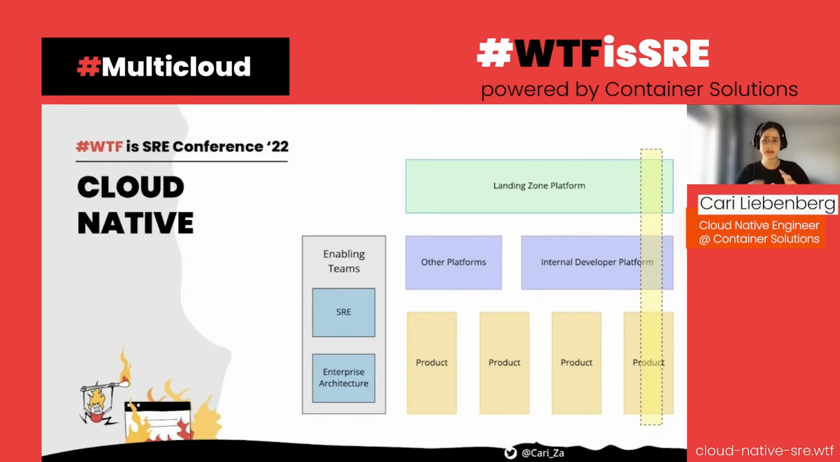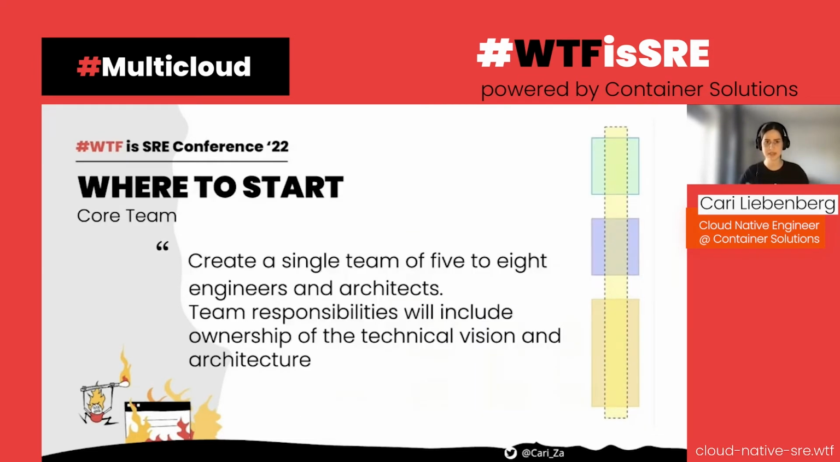So taking engineers from each of these layers, from the platform team, from the internal developer team, and from the product team, he would like to create one core team. And so this is where he's going to start, the core team. This is create a single team of 5 to 8 engineers and architects. Team responsibilities will include ownership of the technical vision and architecture.